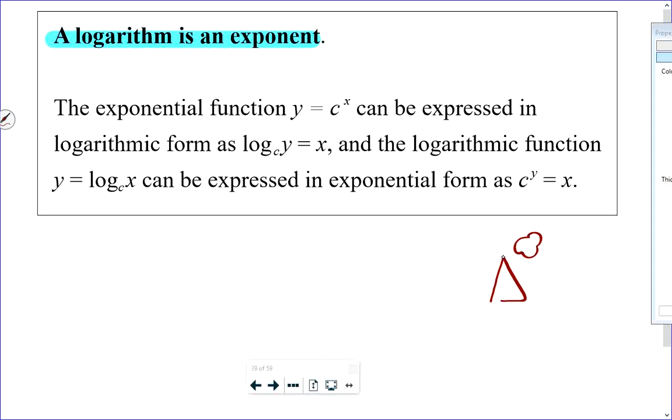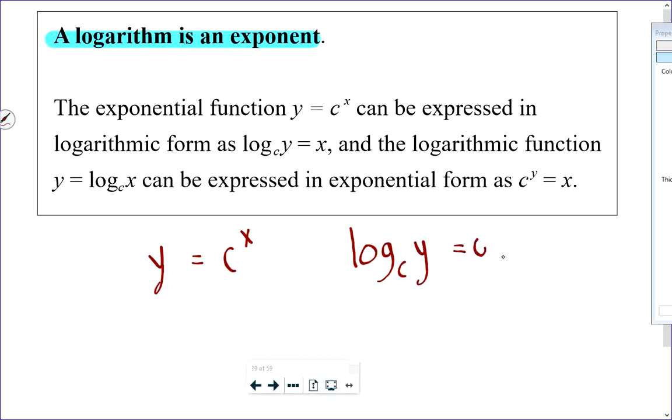So I'm telling you a logarithm is equal to an exponent. The exponential function, y equals c to the x, can be expressed as this. Now I want to be very clear about something here. These are not inverses. They mean the same thing. We're changing languages here. We're going from writing something with an exponent to writing something with a logarithm. And you're going to get very used to this, but I want you to notice that this is the logarithm.